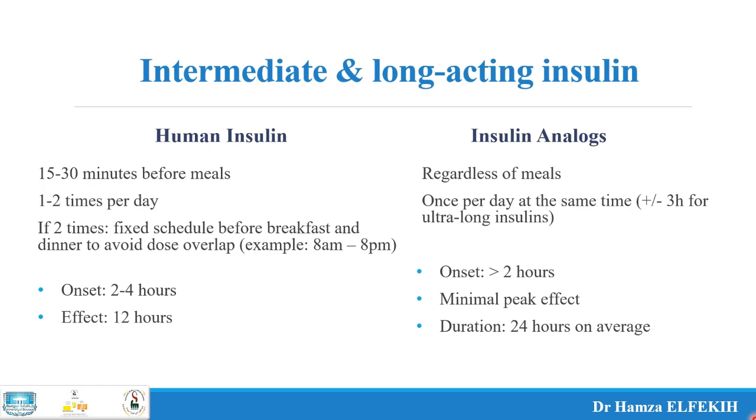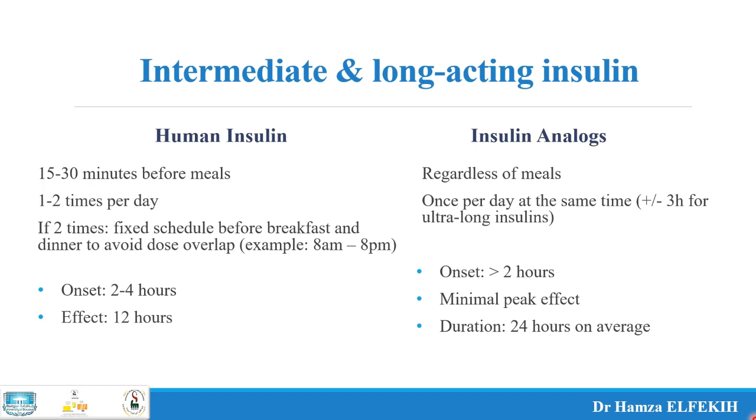We'll pass now to the intermediate and long-acting insulin. We'll start with the human insulin. The administration is also 15 to 30 minutes before meals. For a patient with type 1 diabetes, it is twice a day. For a patient with type 2 diabetes mellitus, it could be administered once or twice a day.